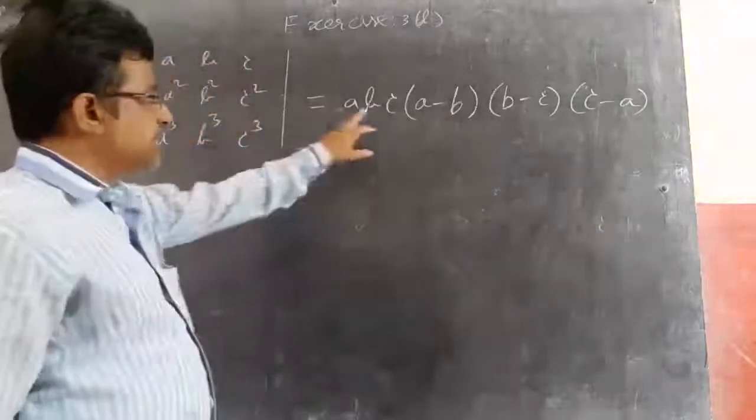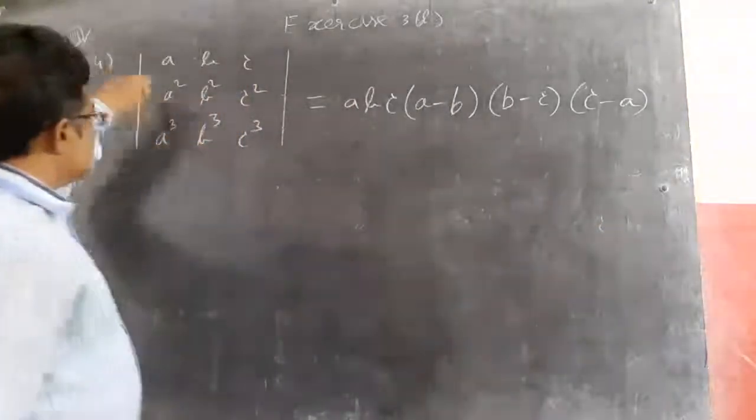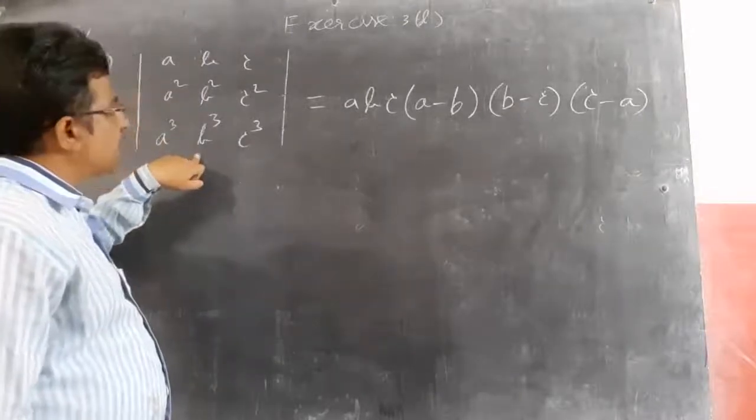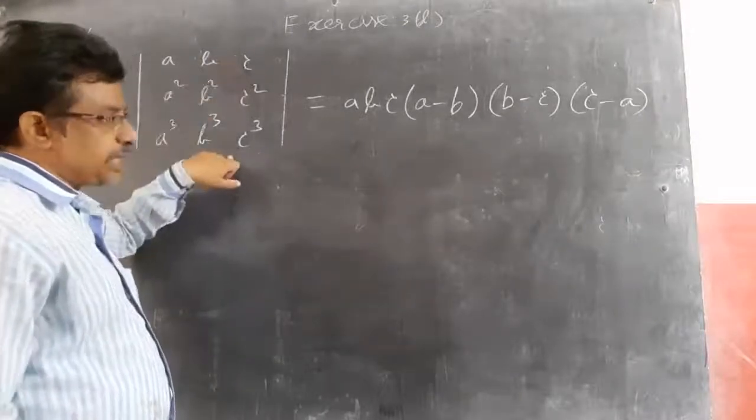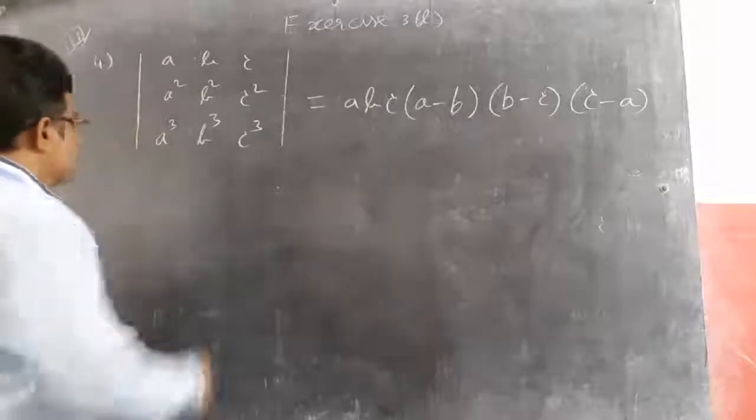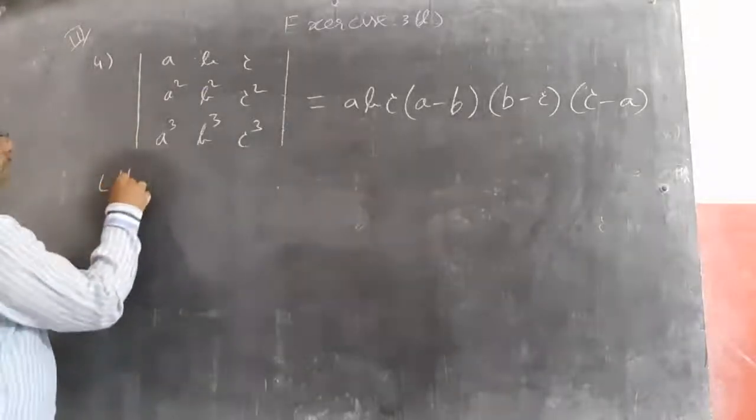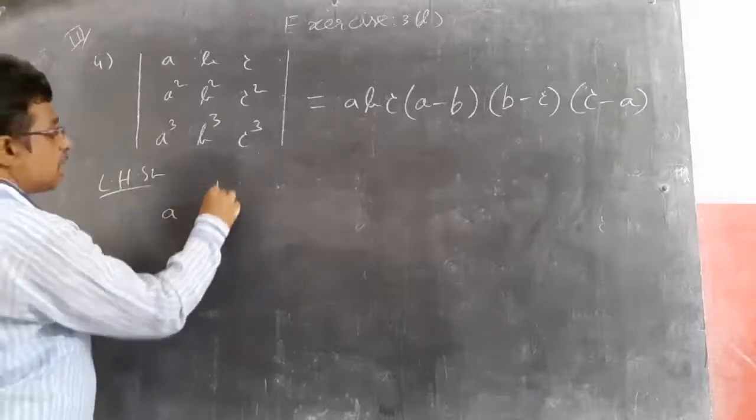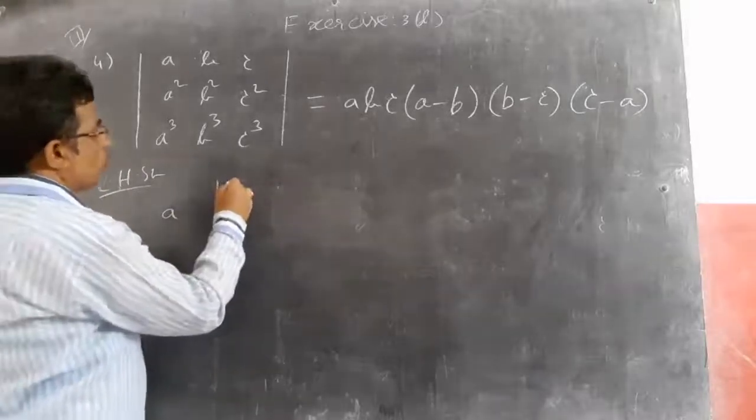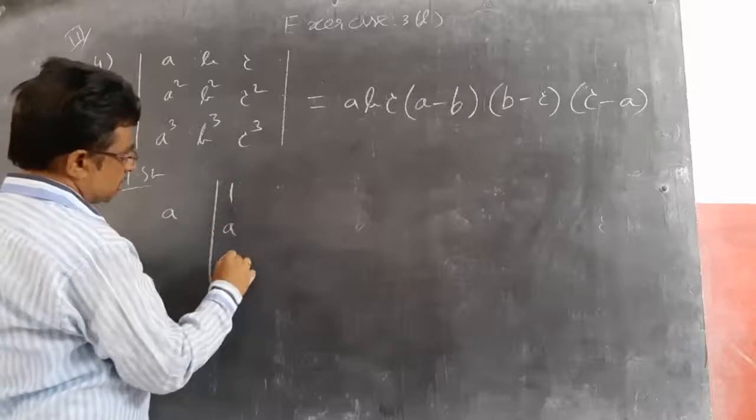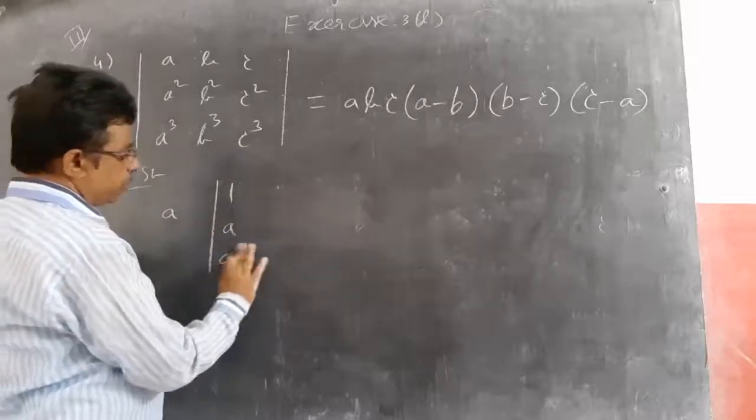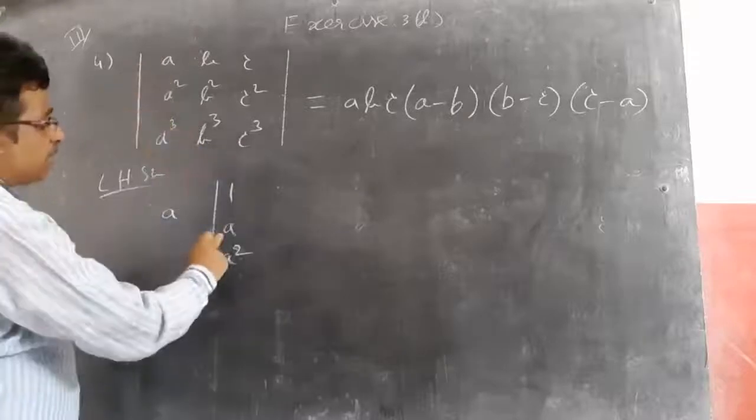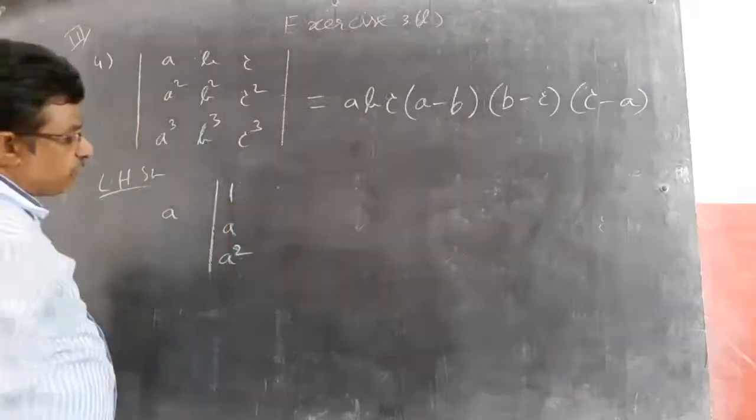We need ABC first. For that, if I take A common from the first column, B common from the second column, C common from the third column, I will get ABC simply. So I will do that first on the LHS. I take A common from the first column. What do I get? 1. Here in A cube I took common A, so A square is left over. Here in A square I took A common, so A. Here in A, A means 1.